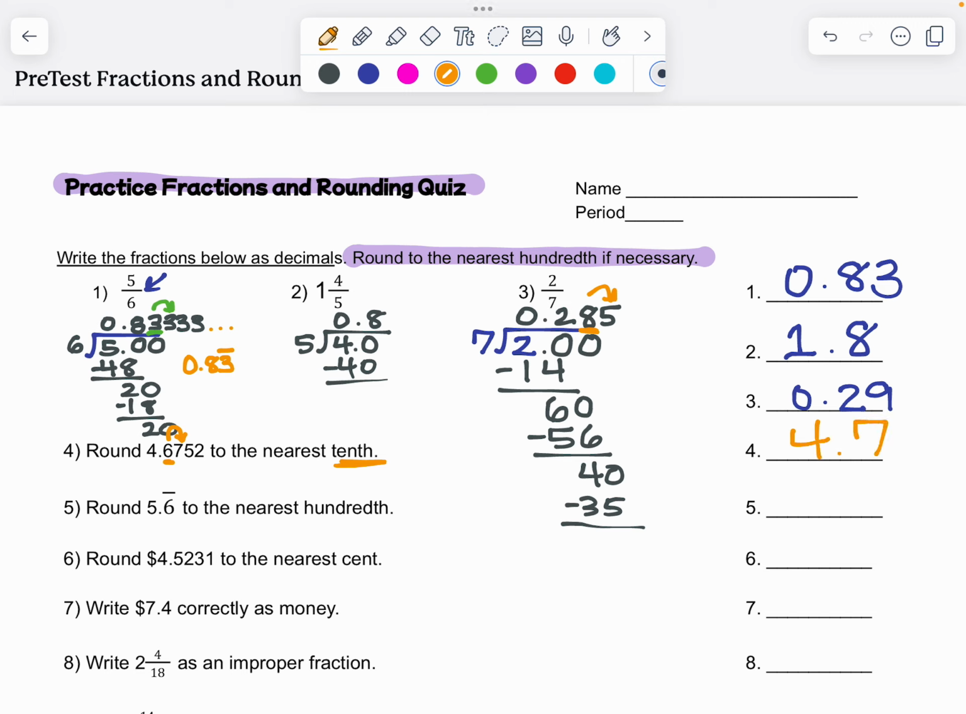All right, the next one. Round this to the nearest hundredths. Oh, that bar tells me that it's 5.666. It's going to just keep going, right? And I want to round to this spot, the hundredths. So I just look to the right. Oh, that's going to make it larger. So that'd be 5.67.